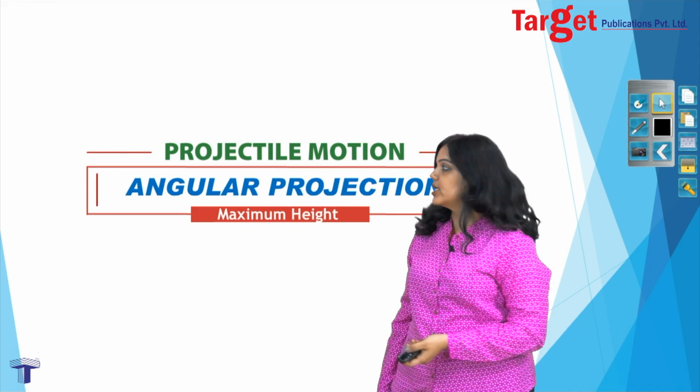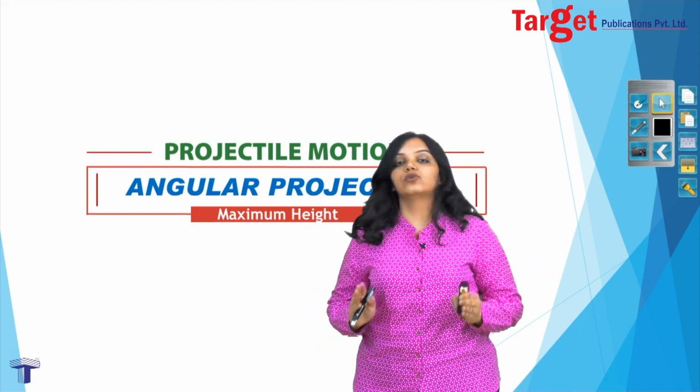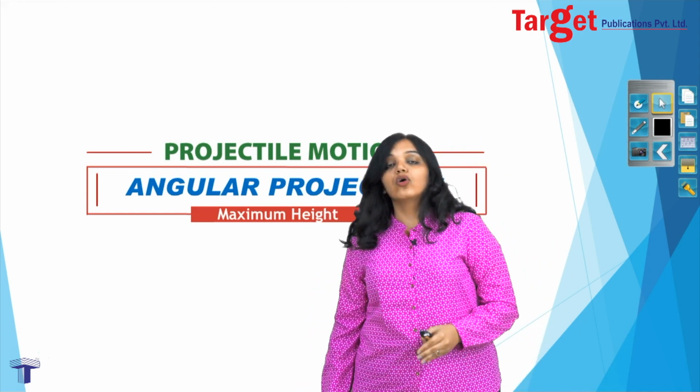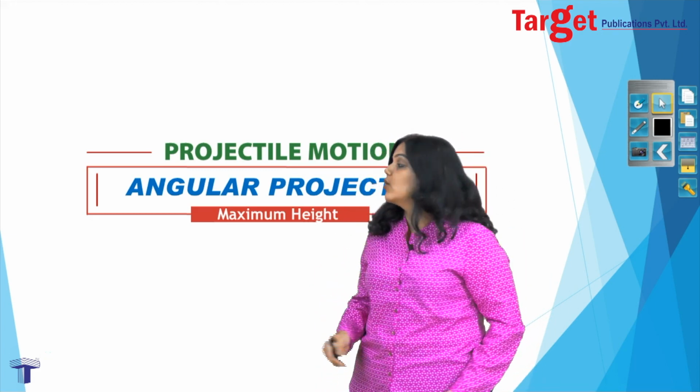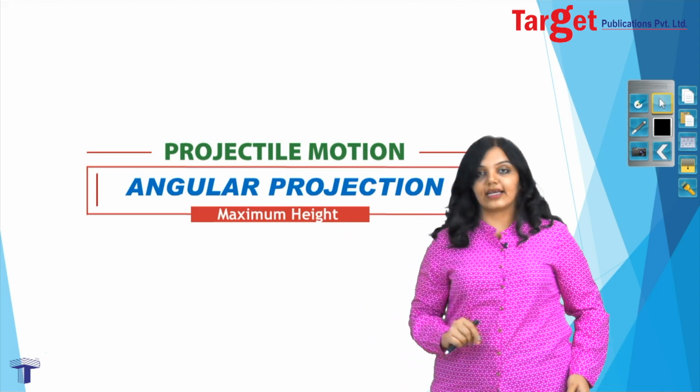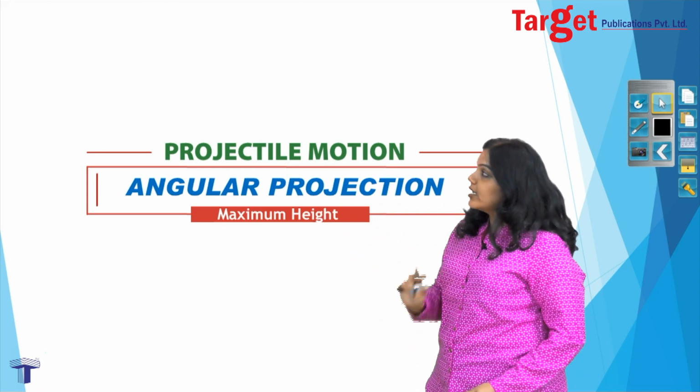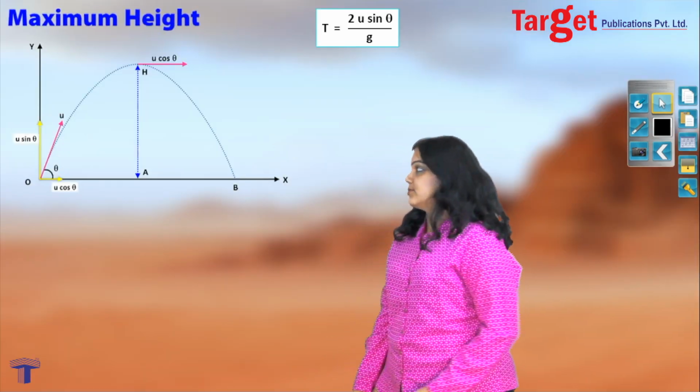We are still discussing projectile motion. In this module, we will talk about maximum height. We spoke of time of flight in our previous module and we will pick up from there when deriving the formula for maximum height. So let's take a look at what exactly we mean by maximum height.